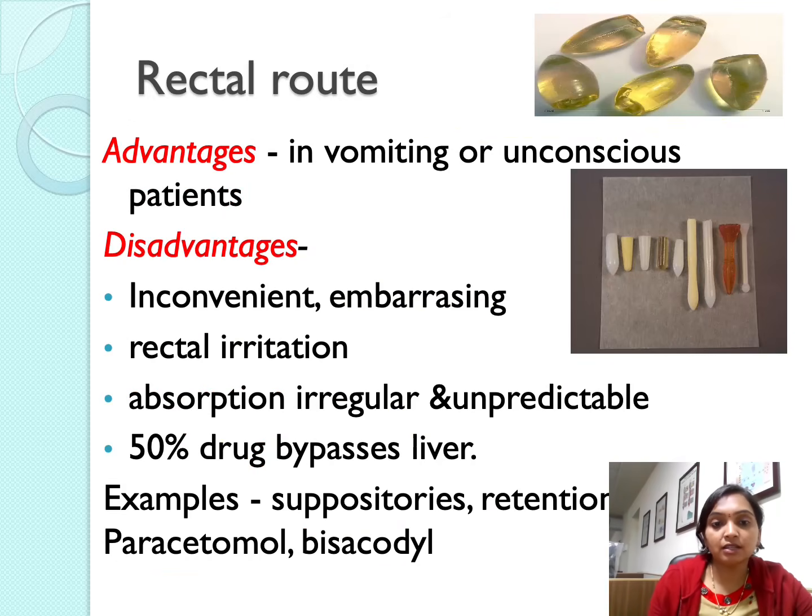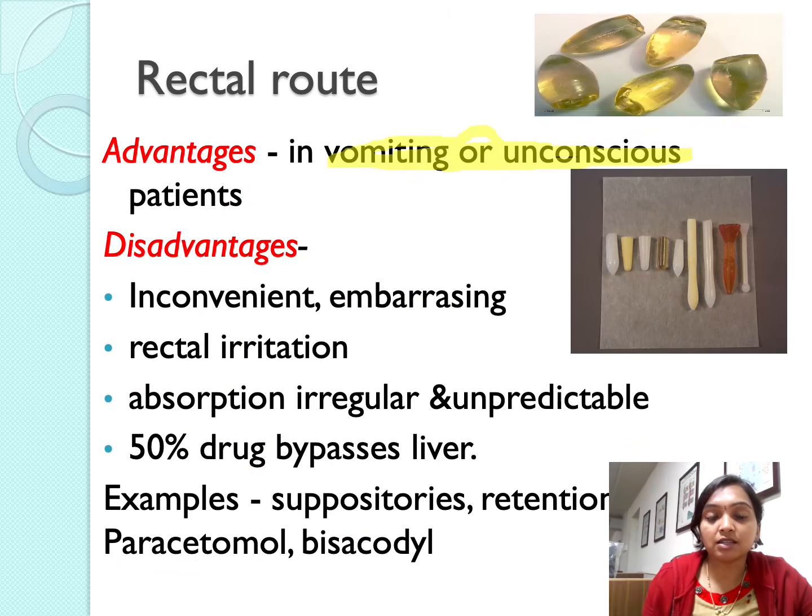So the next thing is rectal route of administration. As the name suggests, it is into the rectum. The tablet, or the suppository, is usually kept in the rectum. Usually the suppository shape will be like this, like a bullet. These are a few suppositories. So the advantage of this route is this route can be preferred in vomiting and unconscious patients, and this is the preferred route of administration in case of febrile convulsions in children.